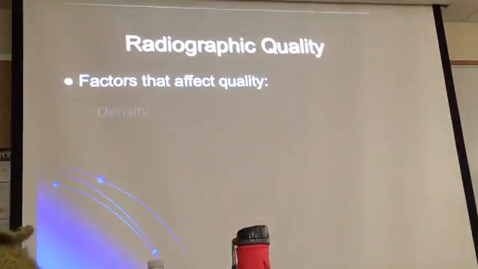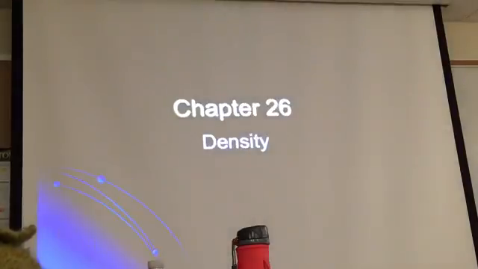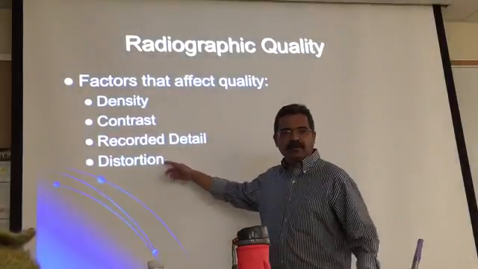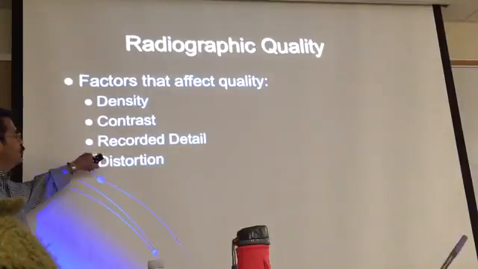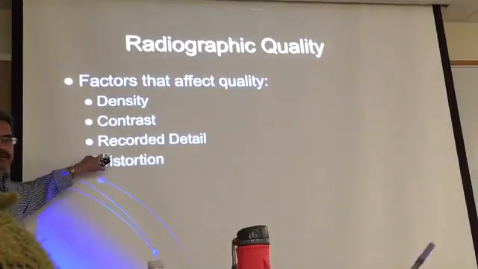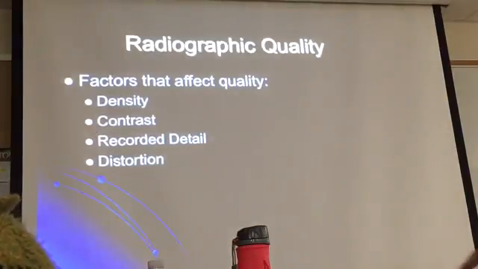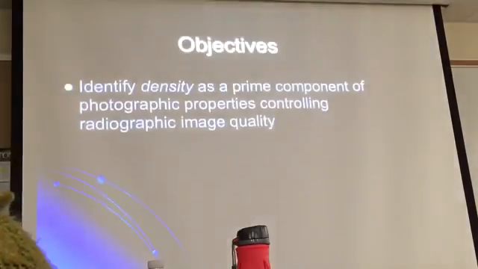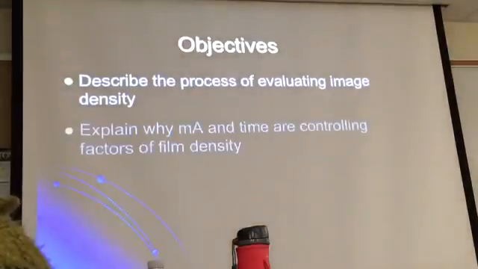Factors that affect quality: density, contrast, recorded detail, and distortion. Distortion will include magnification and minification. Let's leave it like that for now. Distortion affects recorded detail, but for now, let's keep it separate. So density, contrast, resolution, and distortion. All right, so density. Objectives. You can read the objectives.